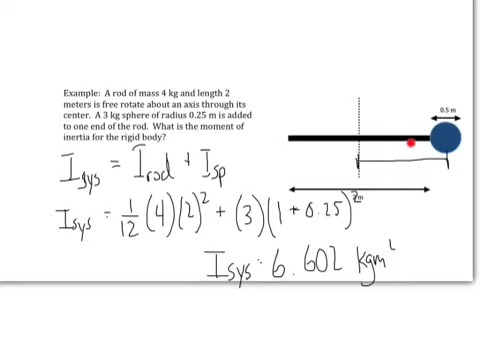The center of mass of the system, we can estimate, would probably be in this area around here. It's far away from the axis. The further away it is from the axis, the larger the moment of inertia, the harder it is to rotate.